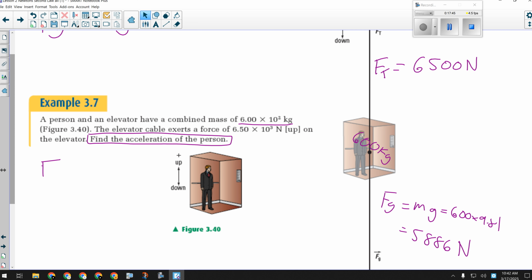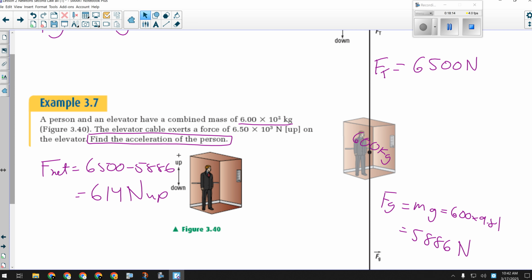So we've done that. We've got our free body diagram. How do I calculate F net here? Sum of all forces. I got a force up, I got a force down. I find their vector sum. So 6,500 minus 5,886 should be 614 newtons, if my mental math is okay there. And that is up.